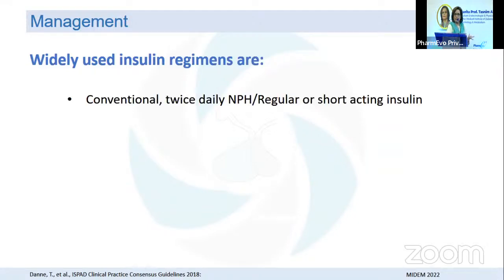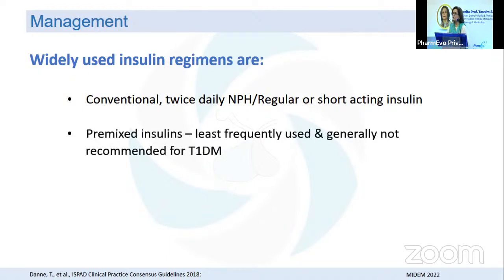Patients can be on conventional twice daily NPH and regular insulin. They may be on a pre-mixed insulin. Actually, no patient with type 1 diabetes should be on pre-mixed insulin, because if they're on pre-mixed insulin, they cannot titrate their insulin. Only 30% of the dose is the prandial insulin. So if you're going to have a large carbohydrate meal, you can't increase your prandial insulin, because every time you increase it, there will be a 70% increase of the basal insulin. So that is not the insulin that a type 1 diabetes patient should be on.